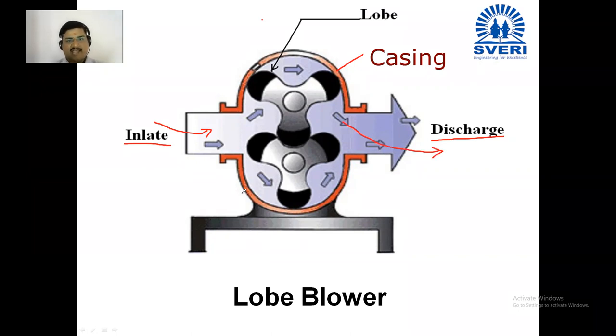Okay. And the third and important part is nothing but the lobe. What is the third important part? It is a lobe. Okay. And these lobes are here indicated in this diagram in the Y shape. And at every lobe, you can see that there is a gap, and such three gaps are there.